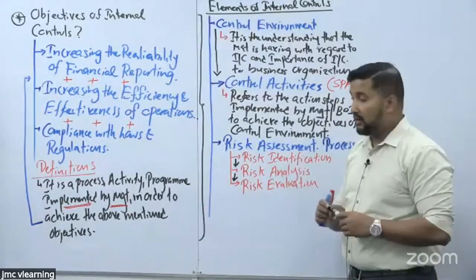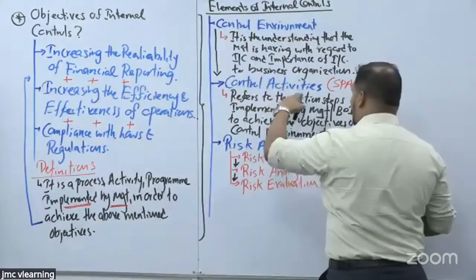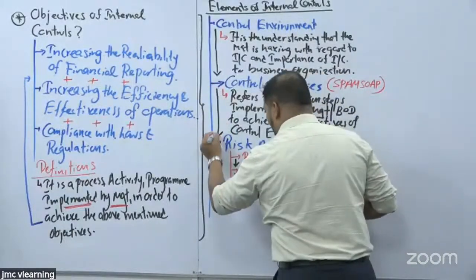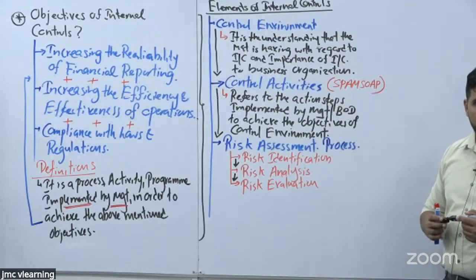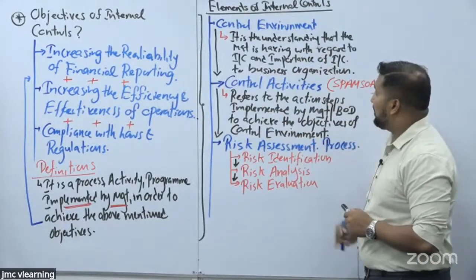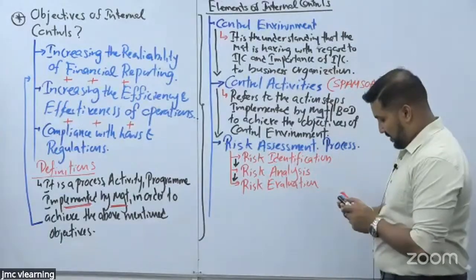Yes, sir. Right. Then control: having a better control environment leads to better control activities, and having better control activities will lead to what? To performing a proper risk assessment. Clear? Right. So we have discussed 3 important elements: control environment, control activities and risk assessment.